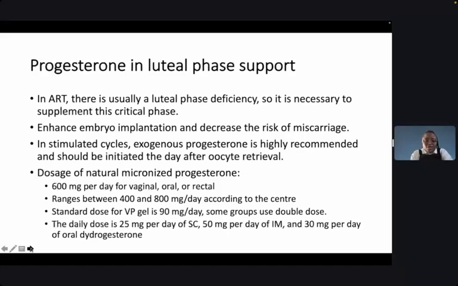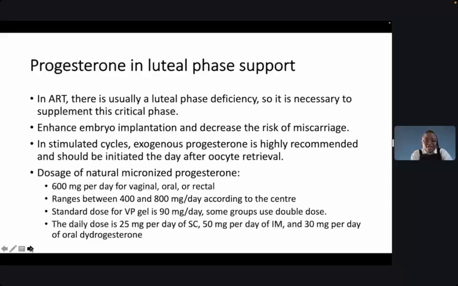So let's look at progesterone use in different phases. The first one, we look at progesterone in terms of luteal support. This we're talking about in our patients who are undergoing ARTs. In ART, we know that usually these patients might have what we call luteal phase deficiency. So it's necessary during this period to supplement them with progesterone, because this is a critical phase where giving progesterone enhances embryo implantation, and there is a reduction in miscarriages.